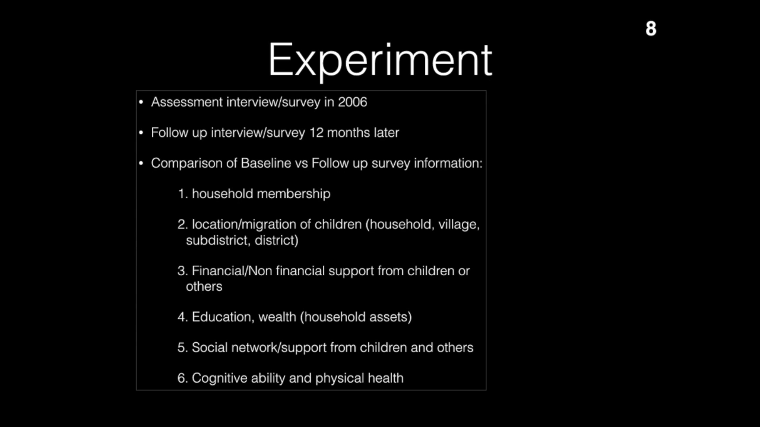Abbas and her colleagues did 2 surveys and gathered the following information. First, the baseline survey was conducted in 2006. The same survey was conducted 1 year later, in 2007, as follow-up. They asked about the members in the household. For example, 2 parents with 3 children.